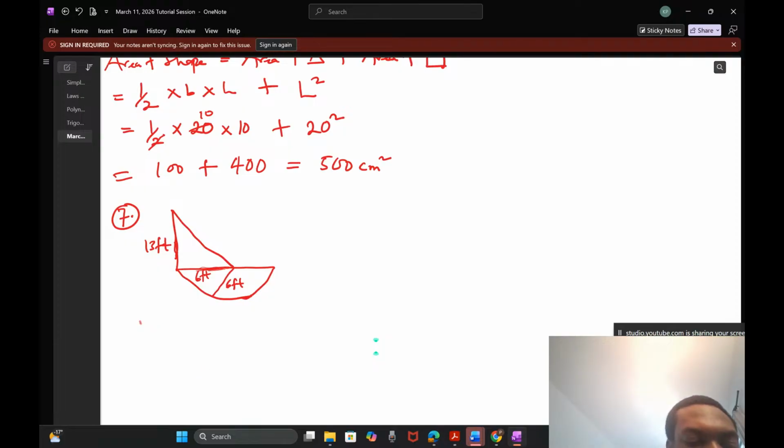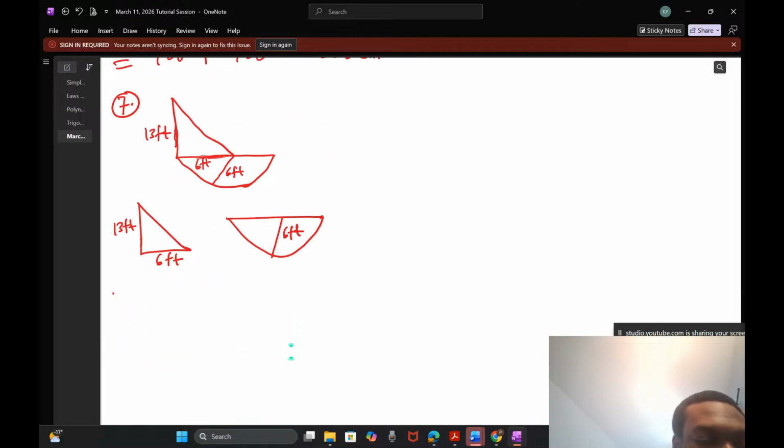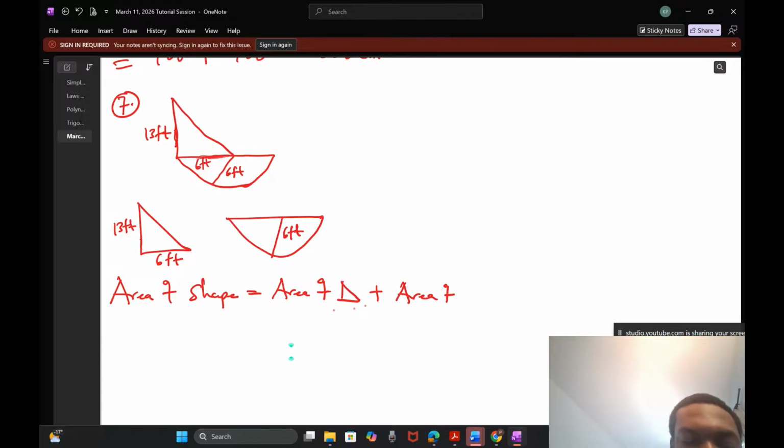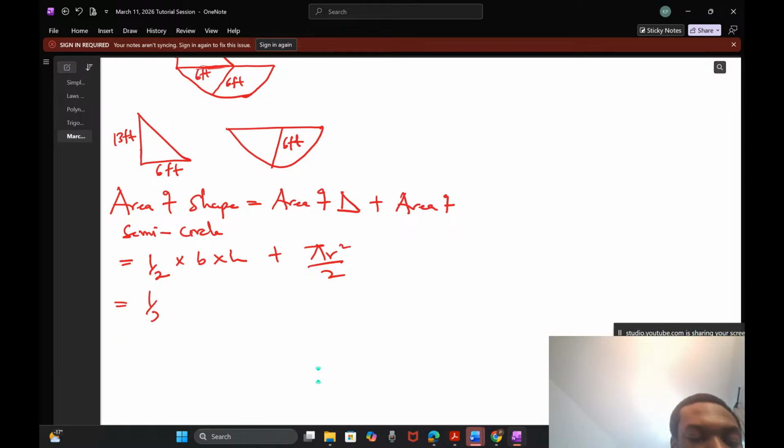And let's draw the triangle and the semicircle. So the height is 13 feet. The base length is 6 feet. We have a semicircle like this. The radius is 6 feet. Okay. So the area of the shape is equal to area of triangle plus area of semicircle. And the area of a triangle is half times base times height, plus the semicircle is pi r squared over 2, which is equal to 1 over 2 times 6 times 13 plus 3.142 times 6 squared over 2.